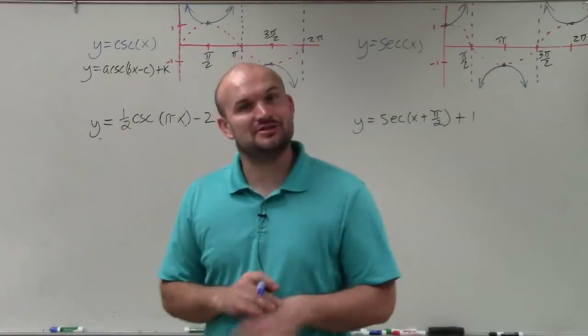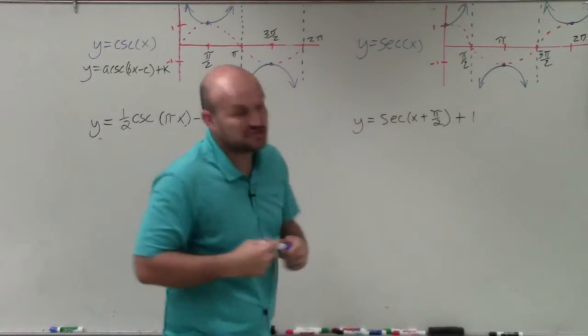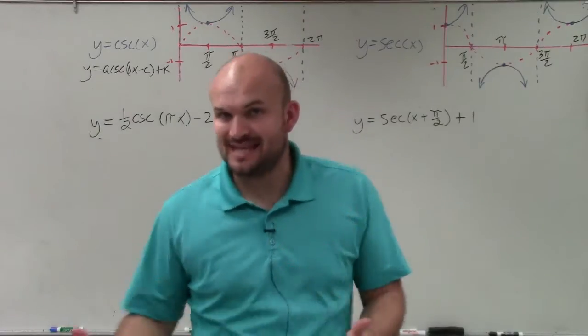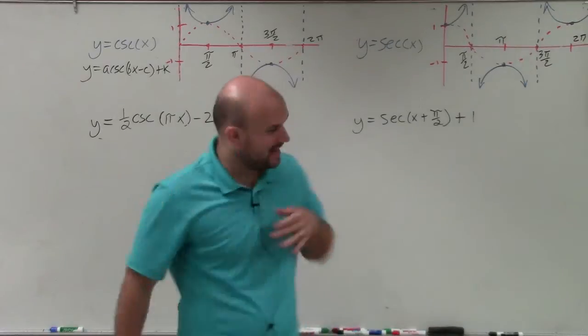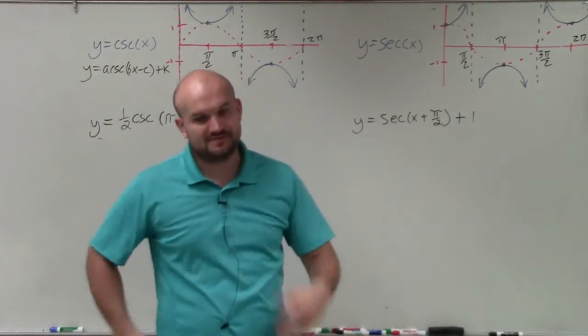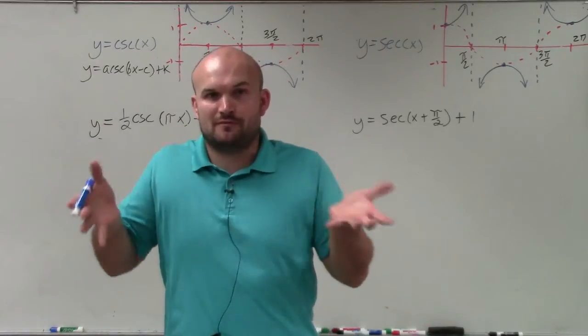Welcome, ladies and gentlemen. So what I'd like to do is show you how to graph the cosecant function as well as the secant function when we have a vertical translation. Now, in addition to a vertical translation, in this example, I have a change in the period. And in this example, I actually have a phase shift. So we actually have a couple different translations. But the main important thing is, what do we do when we have a vertical translation?